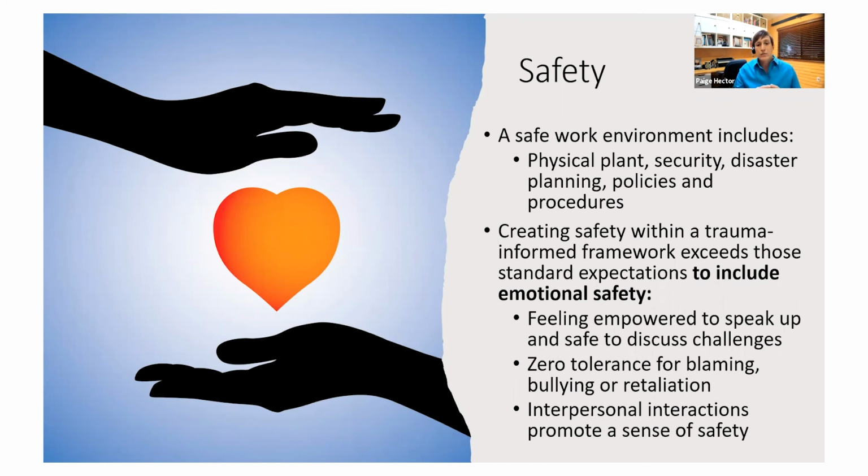But a trauma-informed care framework actually exceeds the physical safety to include emotional. For example, an emotionally safe nursing home is a place where people can speak up, can disagree with one another respectfully and be heard, that there is zero tolerance for blaming, bullying, and retaliation, that interpersonal communications are safe. So these are just a few elements of what a nursing home, what a safe, a trauma-informed care culture of safety is.